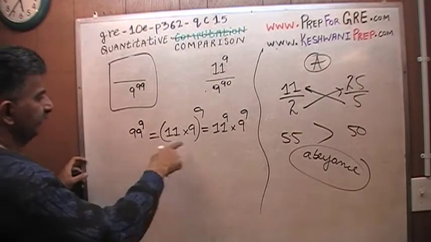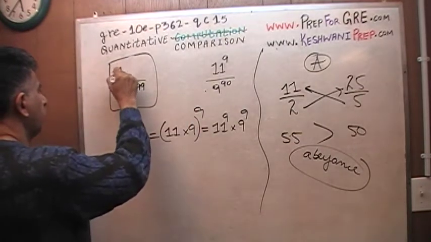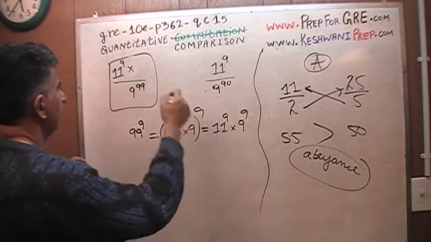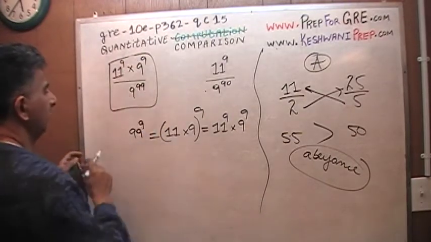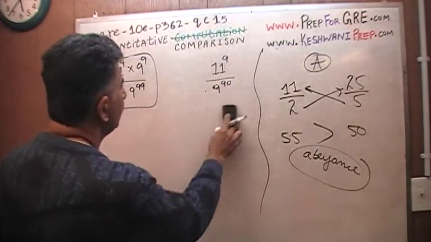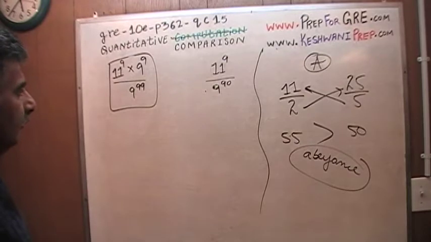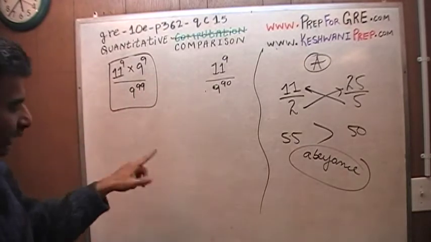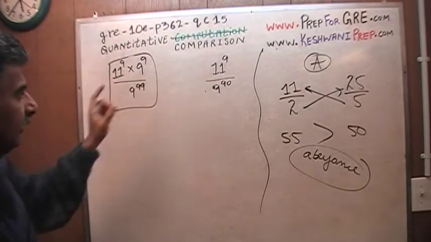So this quantity is the same as 11 raised to 9 times 9 raised to 9. I'm going to erase this because I need to continue. What do we do next? Well, what I'm about to do next, I need to give you another example so that you can see what I'm about to do next here.